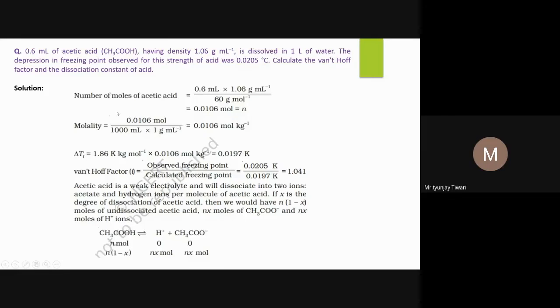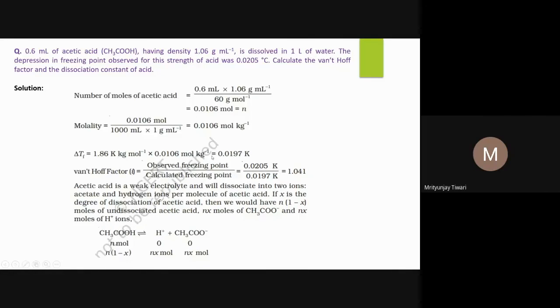And once we know the molality, we can calculate the depression in the freezing point. The depression in freezing point is given as 0.0205. Anyway, the delta Tf that we obtain is Kf, 1.86 Kelvin kg per mole, into the molality, and this is 0.0197 Kelvin.